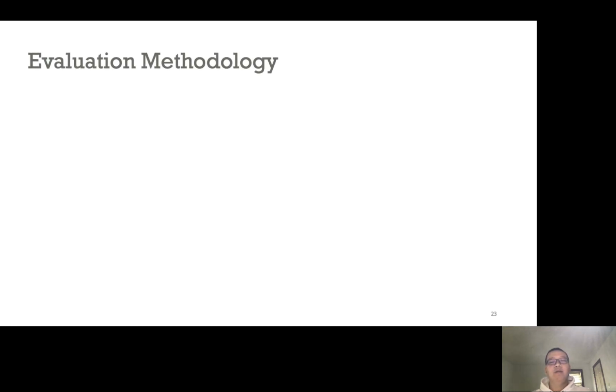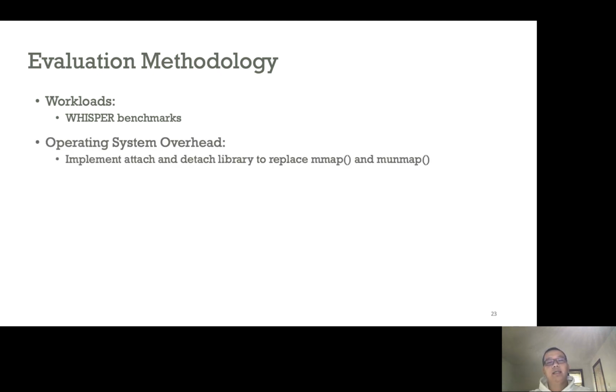Then it is time to evaluate the whole design. We use the Whisper benchmarks to evaluate our results. The benchmarks are built from real-world persistent memory applications. For the operating system overhead, we implement an attach and detach library to replace the memory map and memory unmap system calls, and we obtain such operating system overhead on a real machine. And we use trace-driven simulations to obtain the architecture-related overhead.